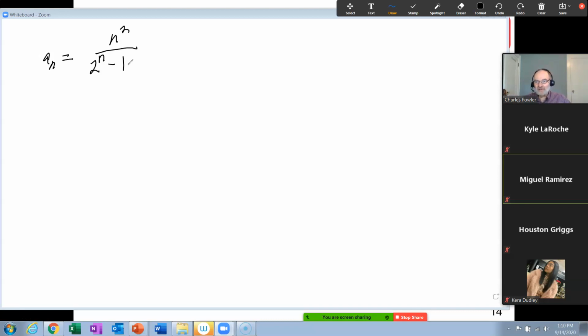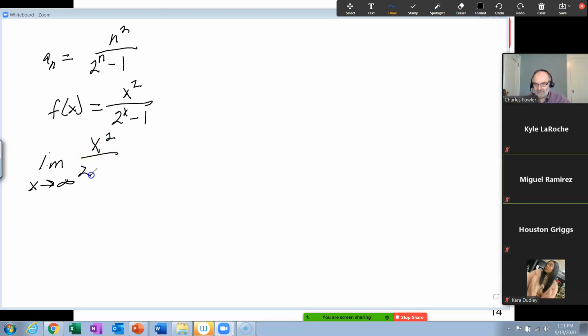But what we do here is consider the function f of x, and f of x would then be x squared over 2 to the x minus 1. That's what it means to change it to a function. Now we want to take the limit of that. The limit as x is approaching infinity of x squared over 2 to the x minus 1.